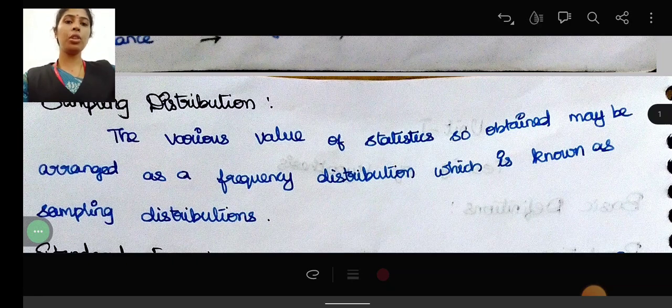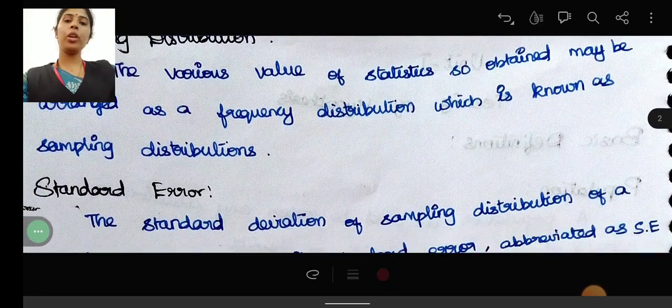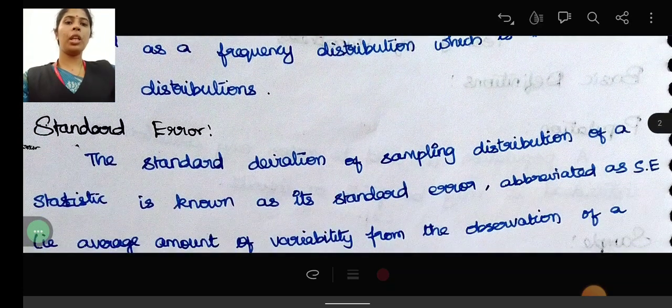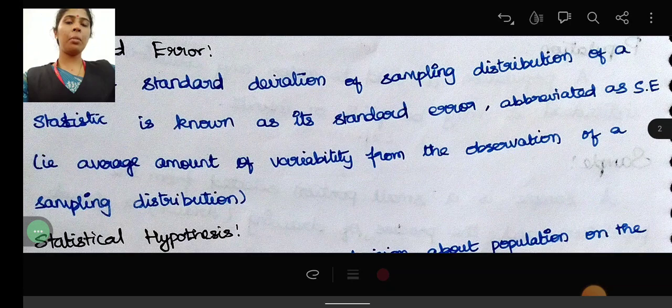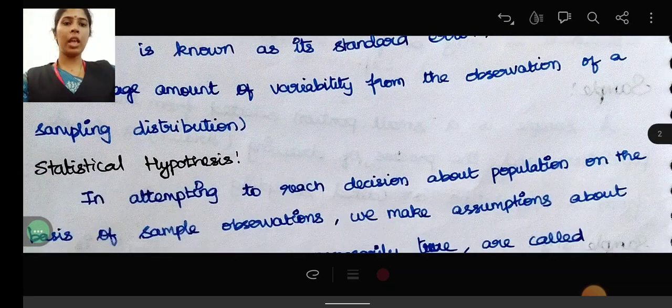This sampling distribution is obtained by making few arrangements according to frequency in the samples. So we call it a sampling distribution. Next is standard error. Standard deviation of sampling distribution of a statistic is known as standard error, and it will be denoted by SE. It is the average amount of variability, that is how the observation values are deviating from the common value, the average value.